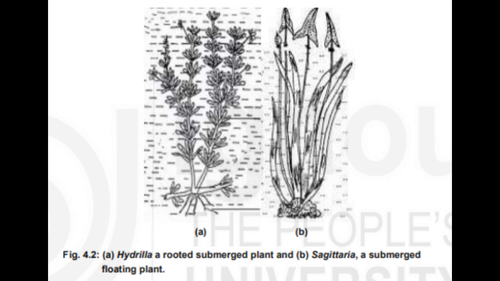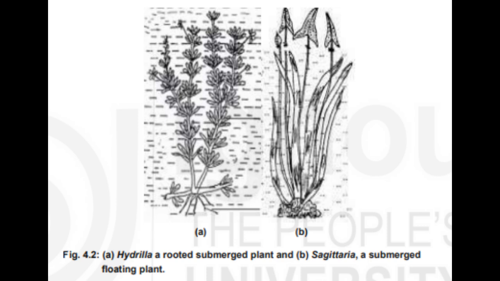Rooted submerged plants. Plants in this group are completely submerged and anchored to the substratum. The plants possess long internodes, no palisade parenchyma, presence of chloroplasts in the epidermal cells, etc. Examples: Vallisneria, Hydrilla, Potamogeton, Najas, Ceratophyllum, Myriophyllum.